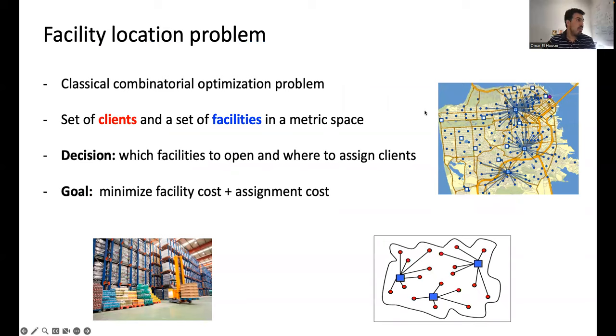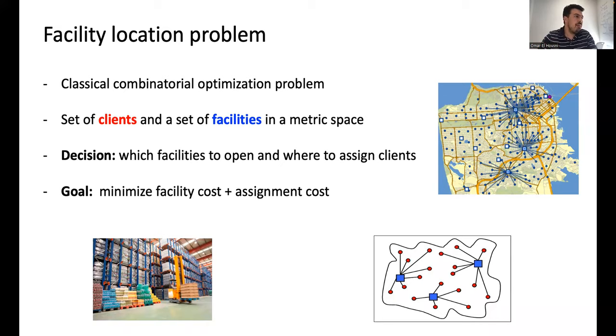So what I will do today is I have two slides on the facility location problem, and then later on I will tell you more about robust facility location problems. The facility location problem is a very popular and classical combinatorial optimization problem that has been studied extensively, both in the literature of operations research as well as computer science.